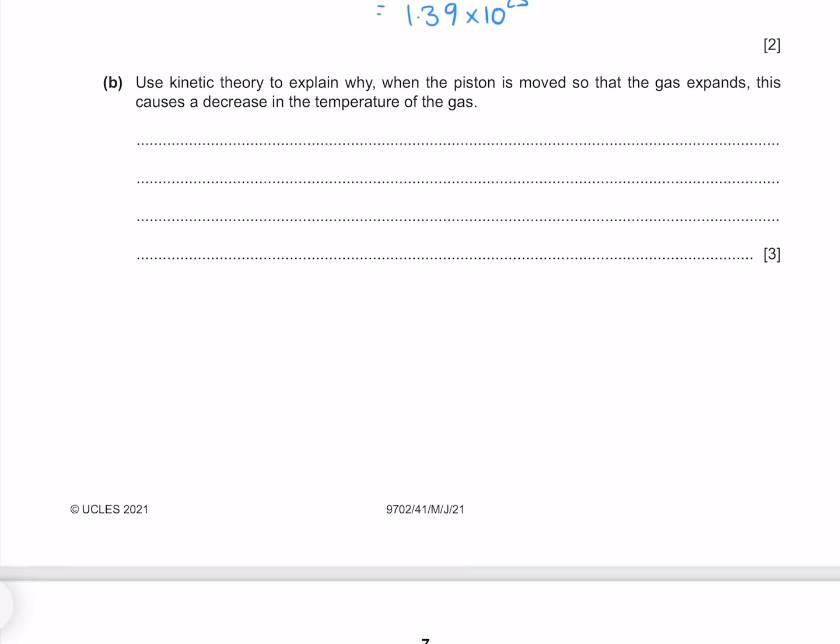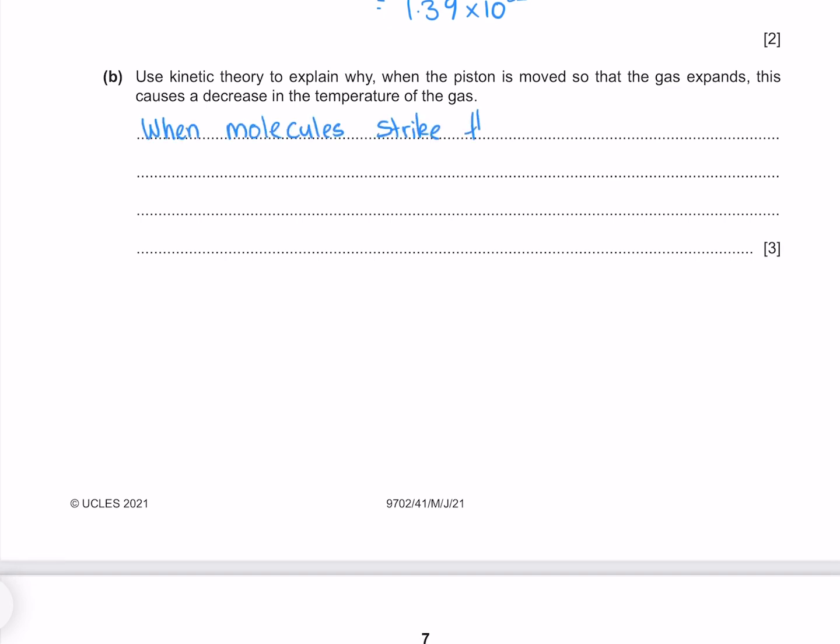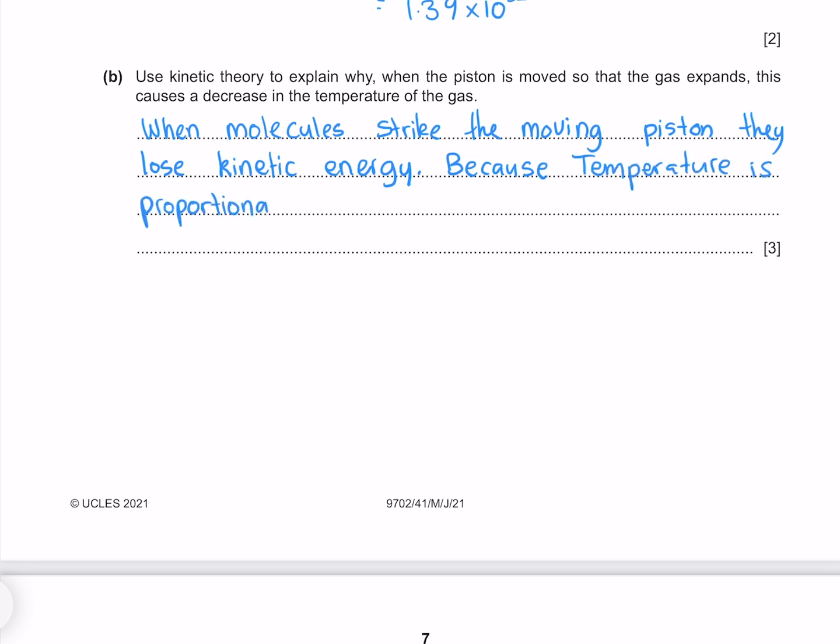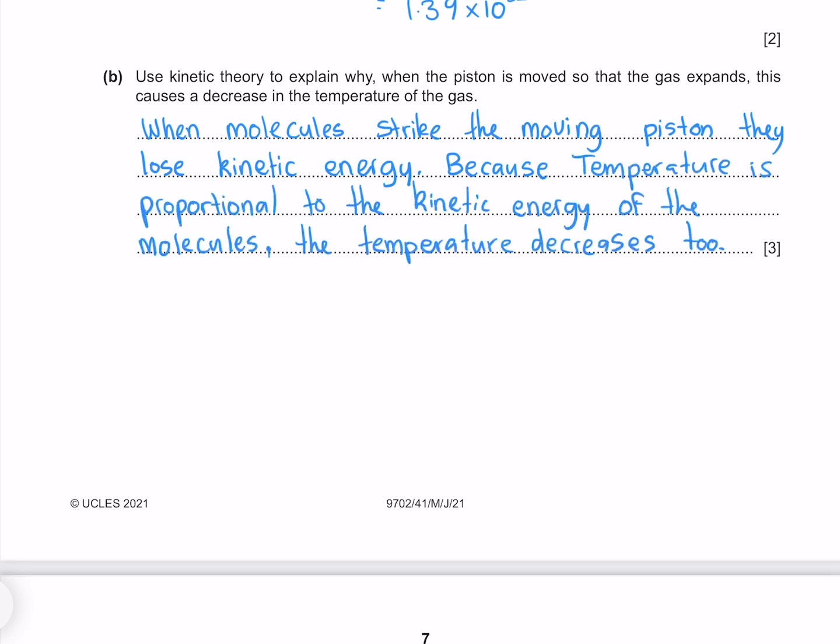Use kinetic theory to explain why, when the piston is moved so that the gas expands, this causes a decrease in the temperature of the gas. When molecules strike the moving piston, they lose kinetic energy. Because temperature is proportional to the kinetic energy of the molecules, the temperature decreases too.